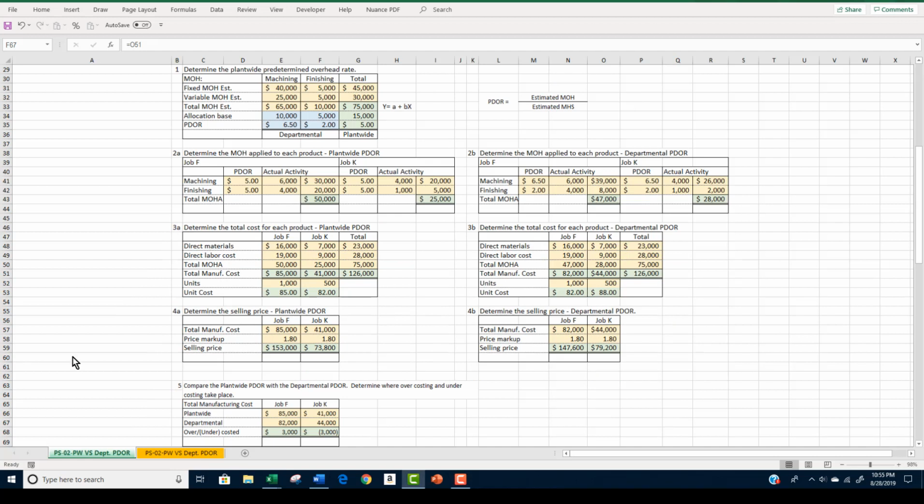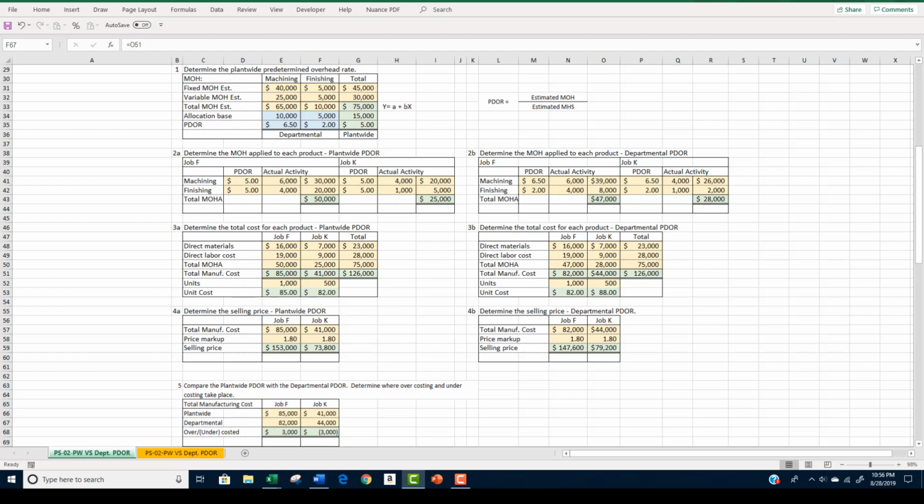Our final step is to compare the two approaches and determine which approach is most beneficial for our company. The schedule shows that if we continue to use the plant-wide PDOR approach, we will overcost product F by $3,000 and undercost product K by the same amount. Overcosting a product will result in a higher selling price than needed. Undercosting a product will result in a selling price that may be too low.